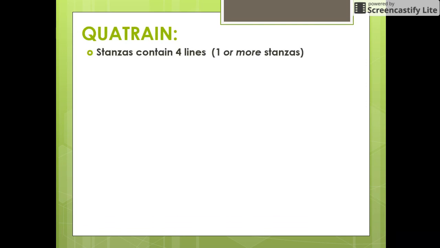The quatrain is really pretty simple. Quad means 4, like a quad ATV or a quadrilateral has 4 sides, so stanzas of a quatrain contain 4 lines. There may be one stanza, or there may be many, many more stanzas. There's no set number. The only stipulation is it has to have 4 lines per stanza. It may rhyme, or it may not. Most quatrains you're probably going to read will be rhyming, but it doesn't have to. The only requirement is it has to have 4 lines per stanza.